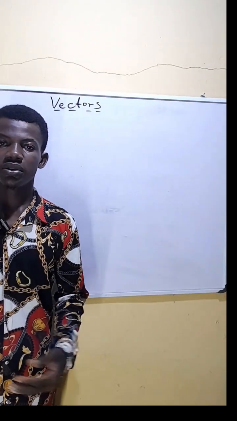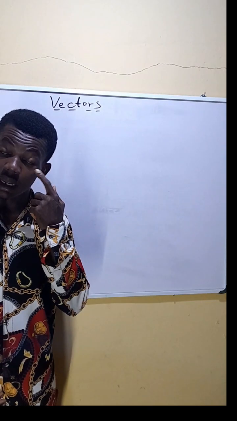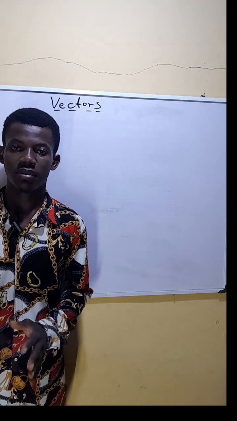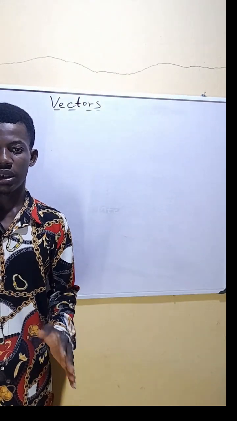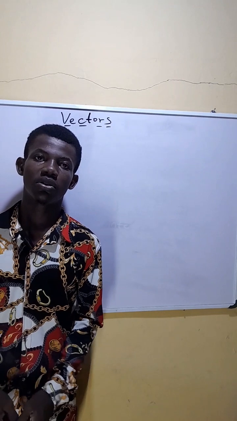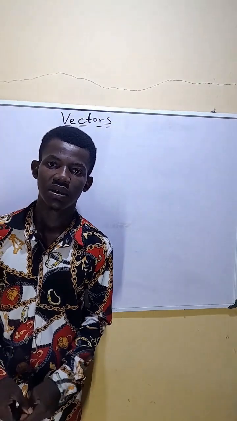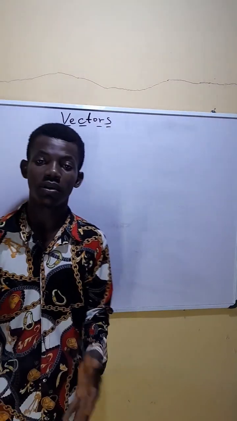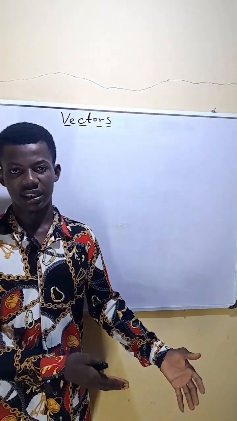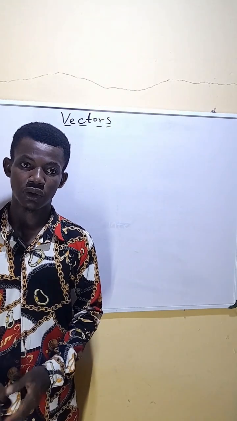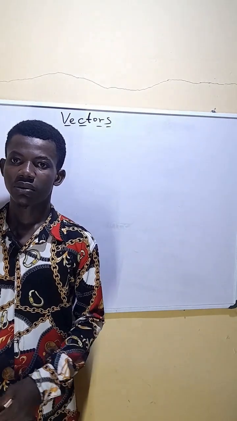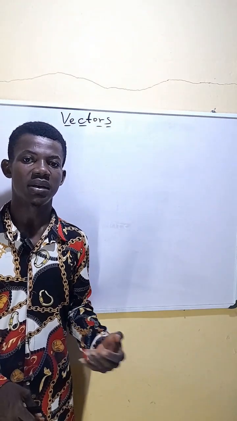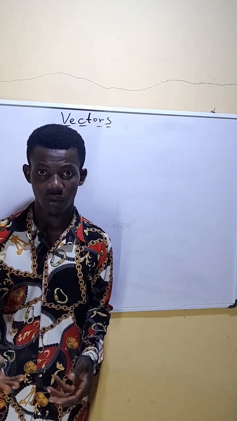We know in physical measurement we have scalar and vector. Scalar quantities are those quantities with magnitude but no direction. Examples of those quantities are speed, energy, and length. But vectors are quantities that have both magnitude and direction. Examples of vector quantities are force, velocity, displacement, momentum, and others.